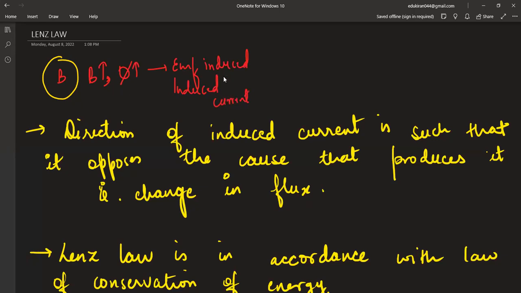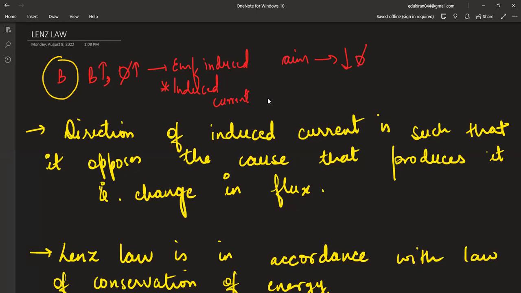Now, Lenz's law will tell you the direction of them, especially the direction of induced current. The negative sign signifies that the direction of induced current is in such a manner that it should oppose the cause that is producing it. What is the cause that is producing EMF or current? Change in flux. If the flux is increasing, the aim of the induced current will be to decrease the flux. If it is decreasing, the aim of induced current will be to increase the flux. It will just oppose. That's why we have the negative sign.